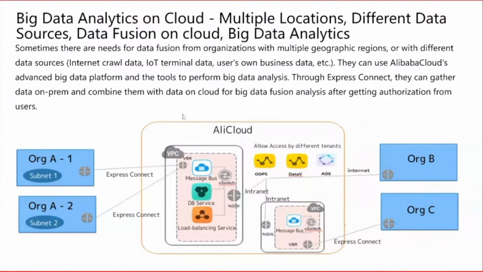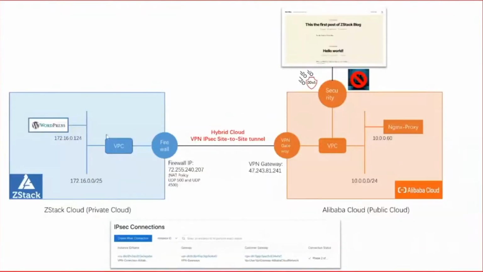And now move on to the demonstration part. And here I have the graph showing the demonstration architecture that I have built in the environment in my Hong Kong office, as well as the Alibaba Cloud. And we have set up two clouds in both ZStack and Alibaba Cloud. And in ZStack, we have built the environment in our office, and in the Alibaba Cloud, we have chosen the Hong Kong region to build the VPC environment.